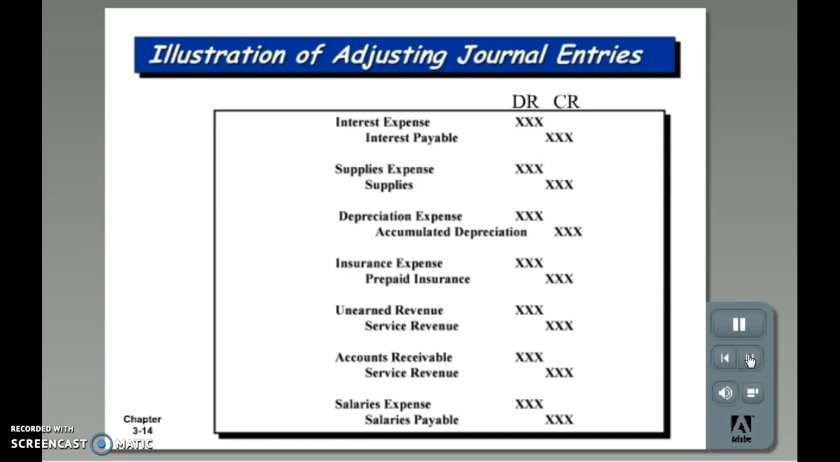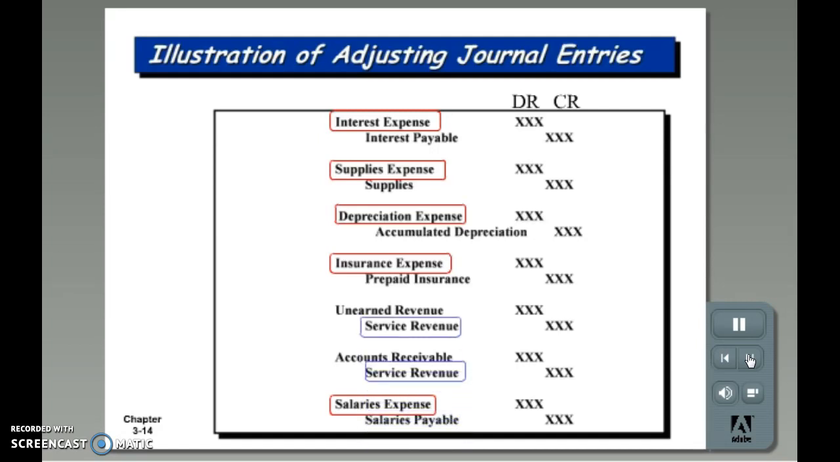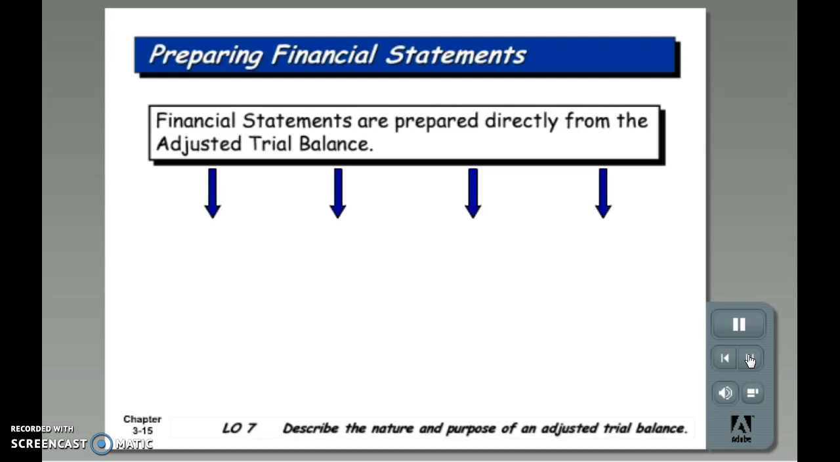Here is a summary of some adjusting journal entries. Note that the adjusting entries include either a debit to an expense account, or a credit to a revenue account. After adjusting entries have been posted, the accounts now reflect the correct or adjusted balances. It is from these adjusted account balances that the financial statements are prepared.